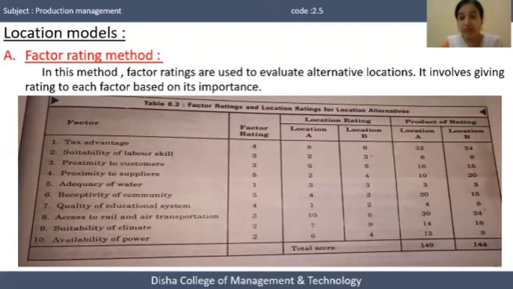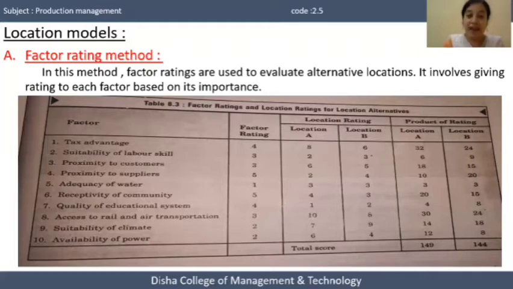He has to provide a rating to those factors. Generally, the industrialist uses a 1 to 5 rating scale. Here, the industrialist provides maximum rating to a particular factor, that is receptivity of community. Means for a particular industry, acceptance of community is very important. If the community people don't accept a plant, then the plant cannot be installed at that place. So acceptance of community is very important to a particular firm. So that industrialist rates that factor with the highest point, that is 0.5, and he assigns maximum point to a particular factor, that is receptivity of community.